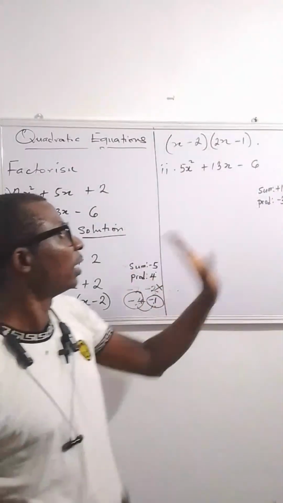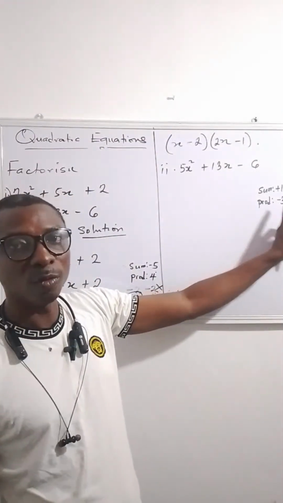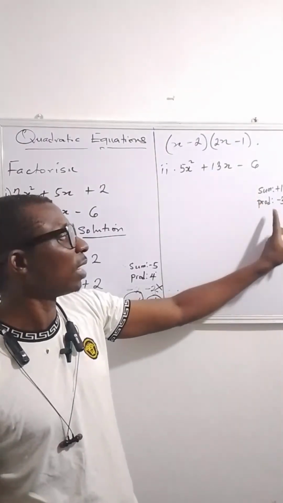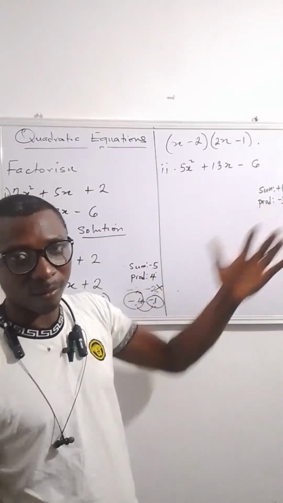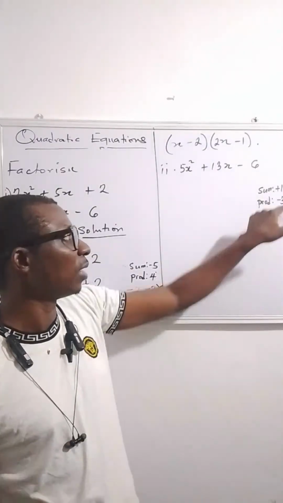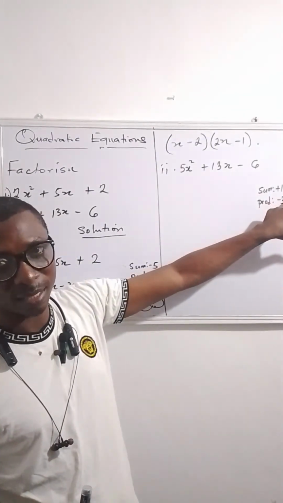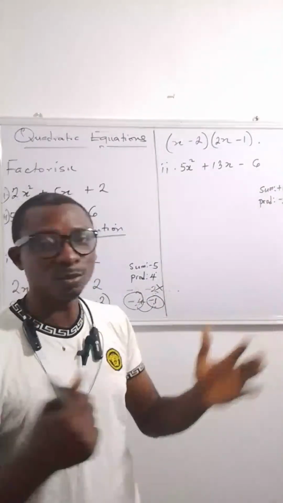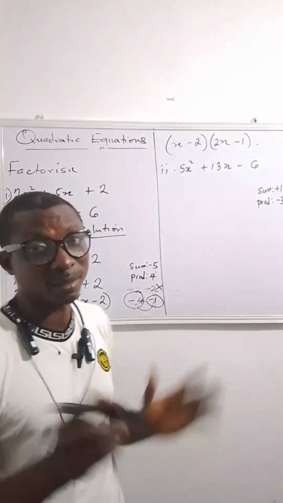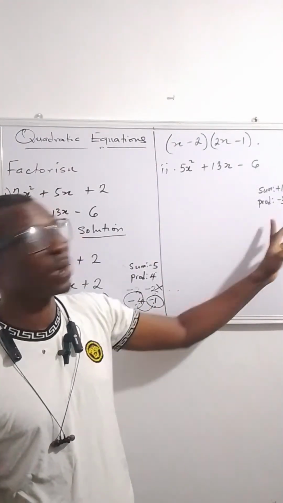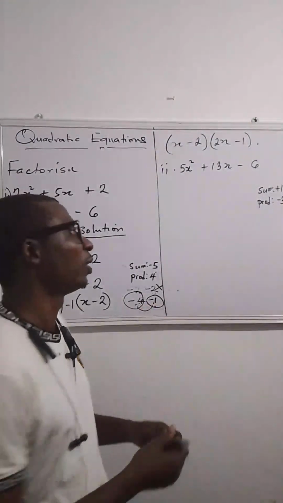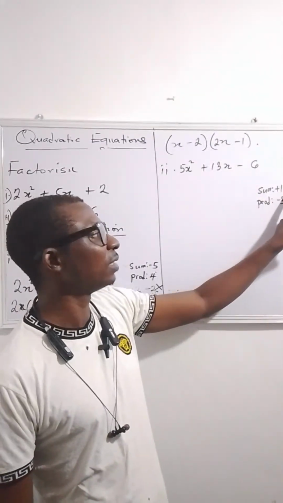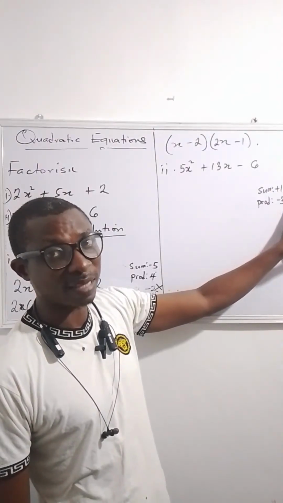All right, so now we look for two numbers such that when you multiply the two numbers together, you have minus 30, and when you add the two numbers together, you have plus 13. So now I need you to tell me the two numbers. The two numbers will be factors of minus 30. While I'm looking for the factors, I have to consider the addition as well. That will help me to move faster.